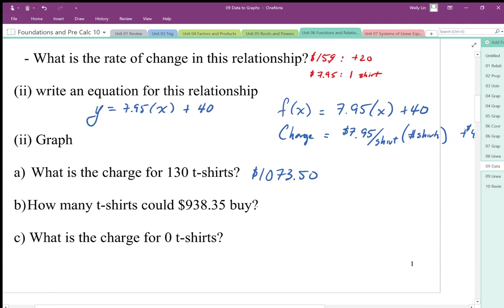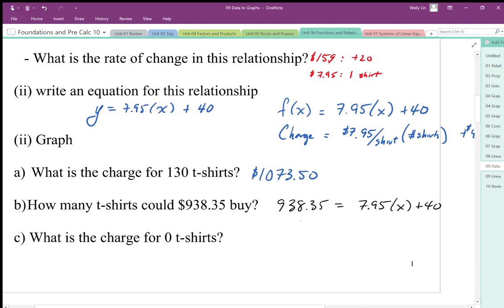How many t-shirts could $938.35 buy? Well, I have the charge in this case. So now I have the charge, 938.35, and that's going to be equal to 7.95 times x plus 40. So I can undo this calculation to figure out the number of t-shirts.